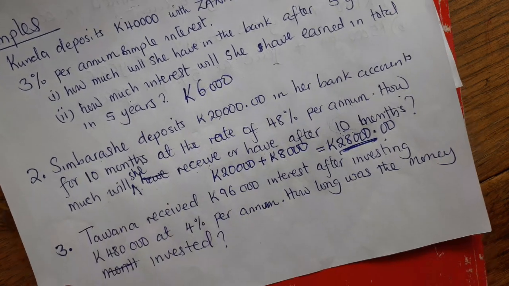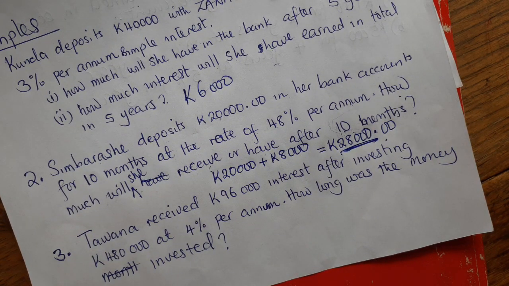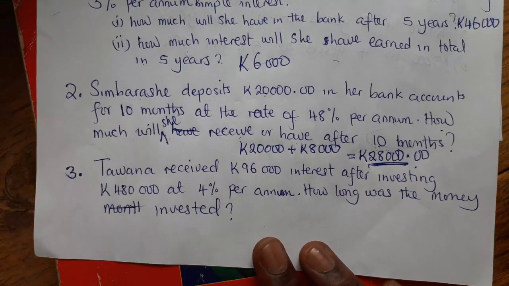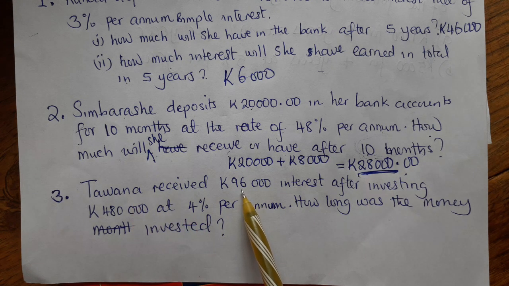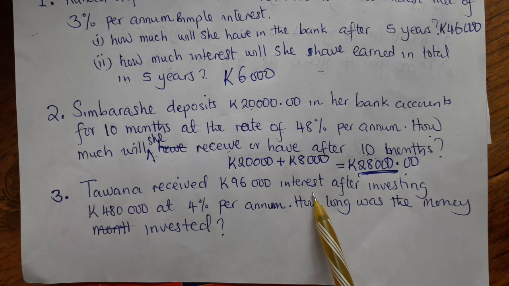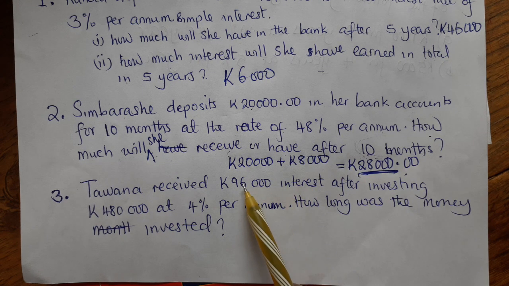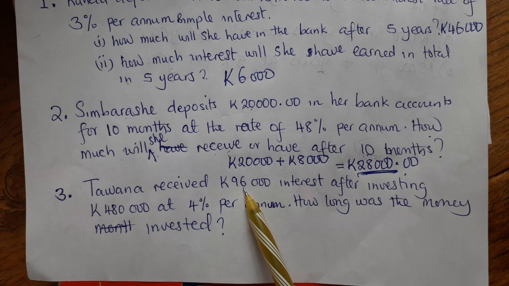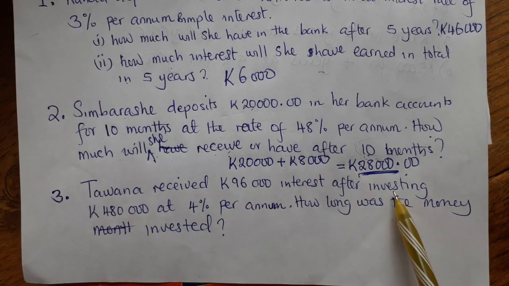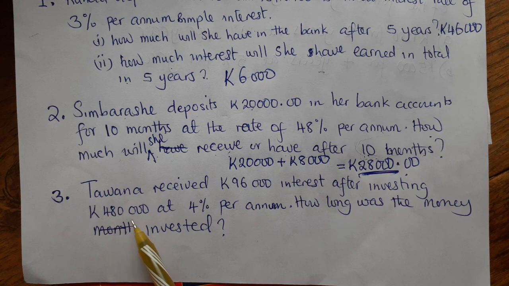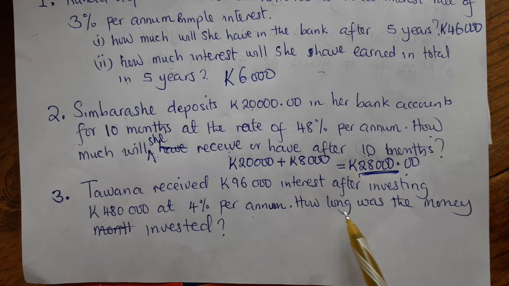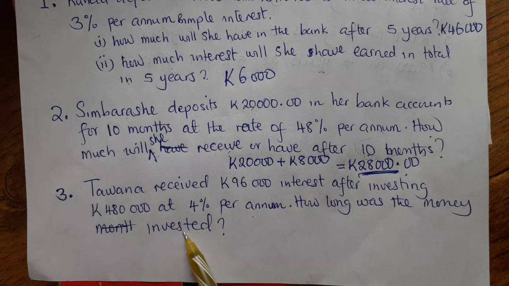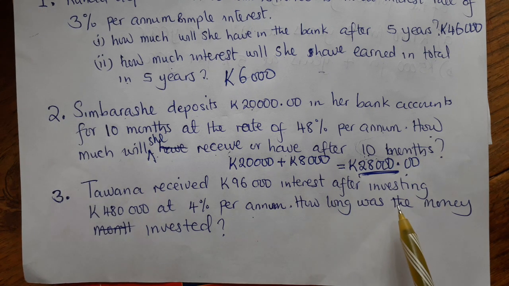All right. Let's look at the last example now. Tawana received 96,000 interest. Okay. Now here, Tawana receives 96,000 interest after investing 480,000 at 4% per annum. How long was the money invested? So take note of that.